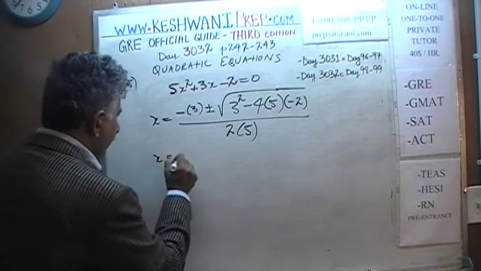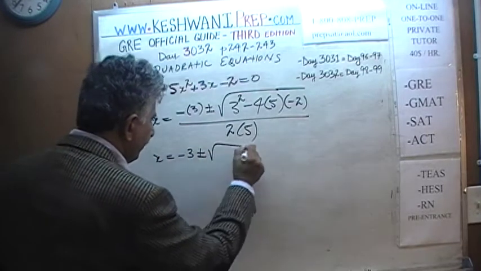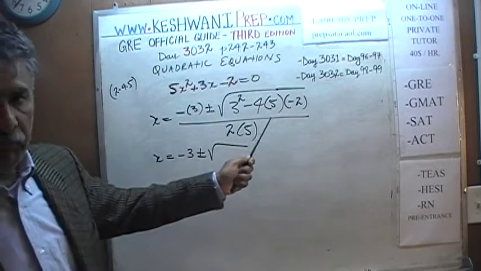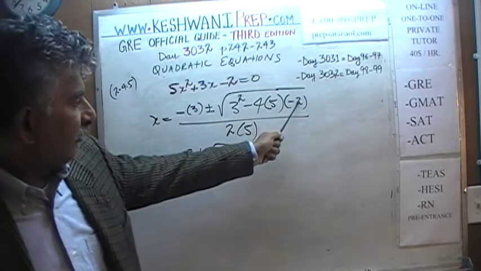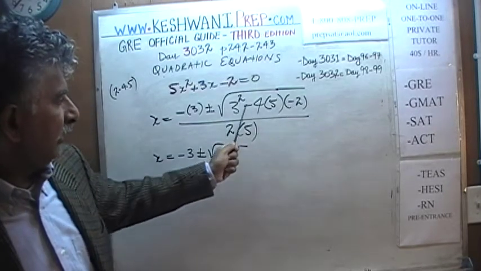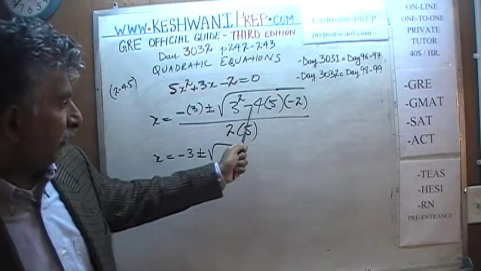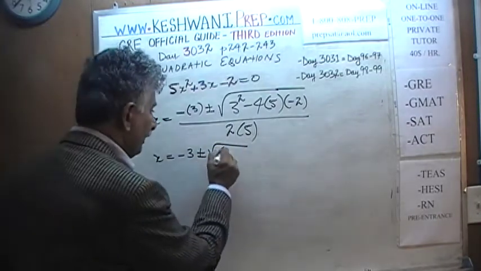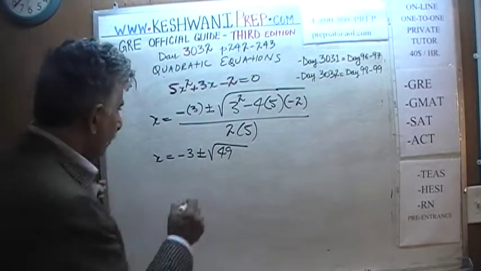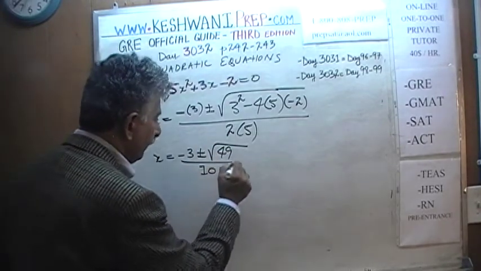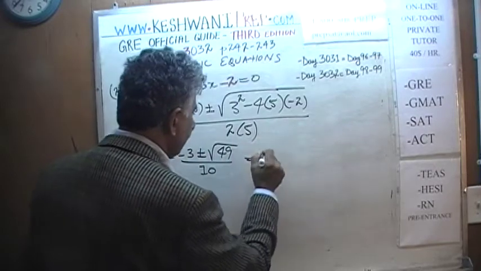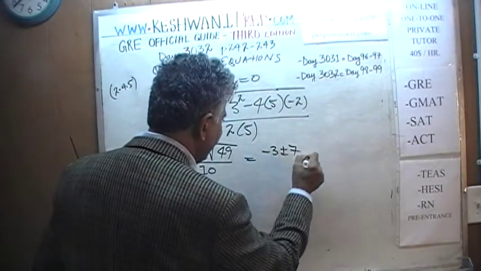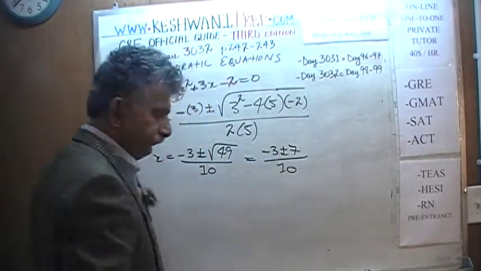So x is going to equal negative 3, plus or minus, and let's see what this works out to be. Stay with me in the story. 5 times 2 is 10, 10 times 4 is 40, and that's going to be positive 40, and that's the 3 squared, which is 9. You see, it's 49. It's 49 over 10, which in turn equals negative 3 plus or minus 7 over 10.